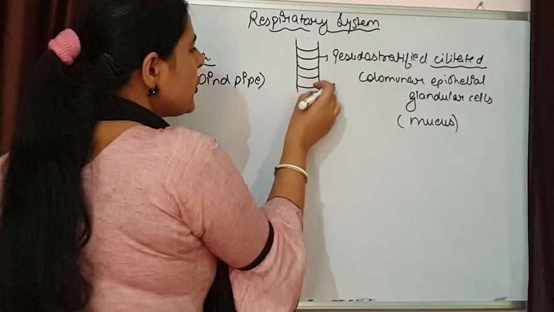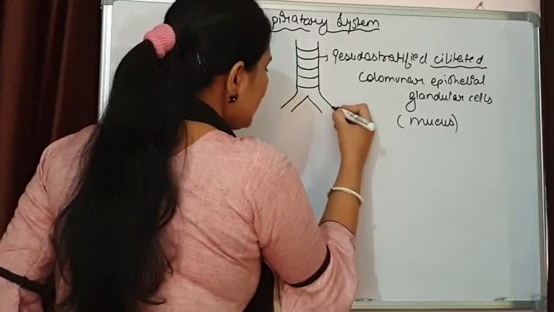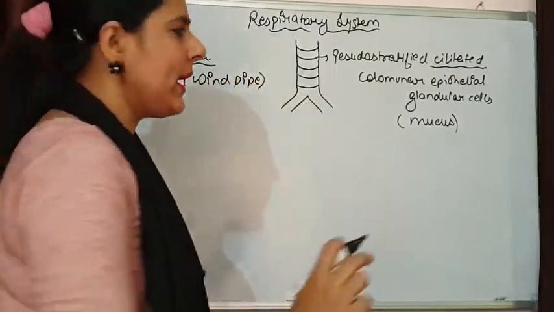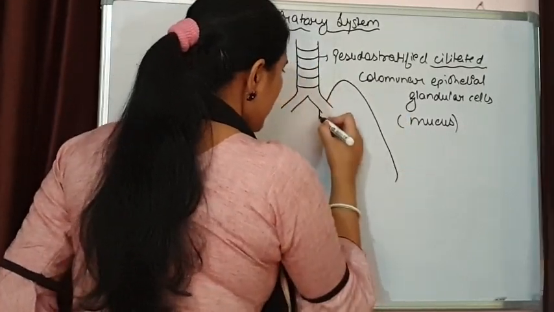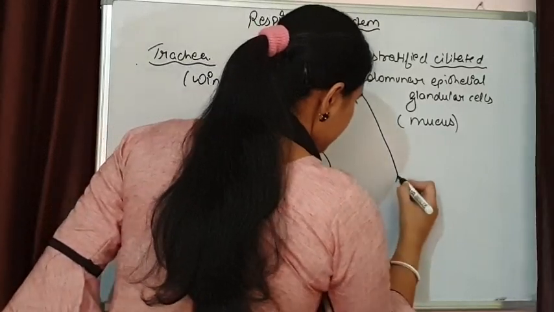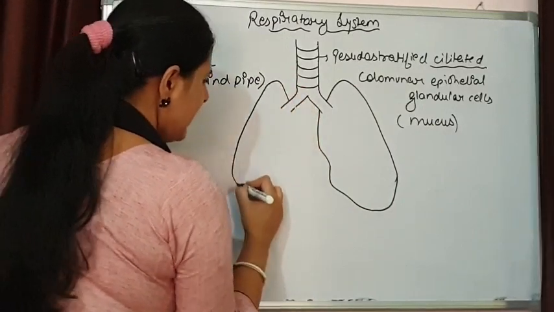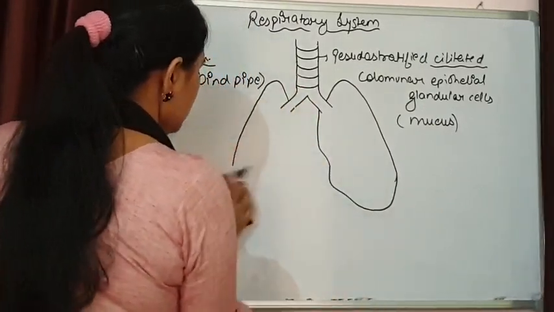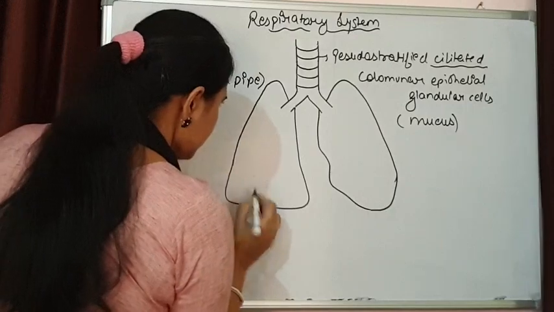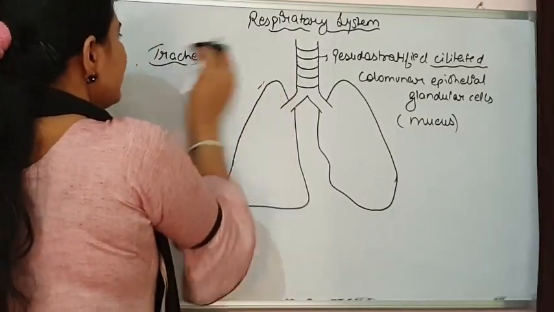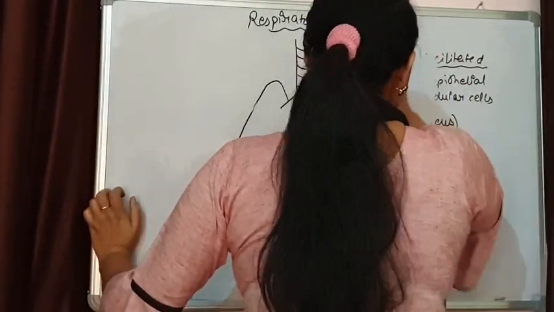Now this trachea is going to bifurcate. It is going to divide into two tubular structures known as primary bronchi, and these primary bronchi are going to enter into each of the lungs. So this is how the lungs are going to be present. These lungs are present in a cavity known as the thoracic cavity. The primary bronchi enter into the lungs, and lungs are the main organs of our respiratory system.